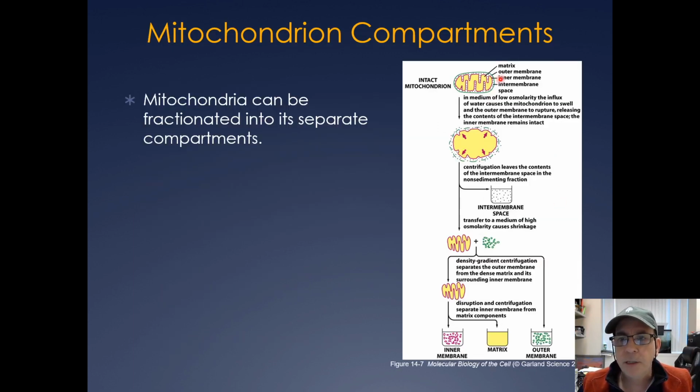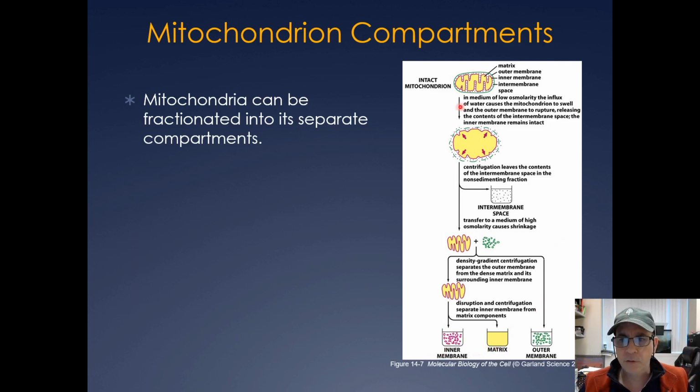You can also fractionate the mitochondria into its different compartments. You can take your purified mitochondria and put it in a low osmolarity solution, and that will rupture the outer membrane, but the inner membrane stays intact. Then you can centrifuge it and separate the outer membrane and inner membrane proteins, and then you can take your inner membrane and once again solubilize it and separate things out: the outer membrane, the matrix, and the inner membrane. Then you can see what proteins are where.